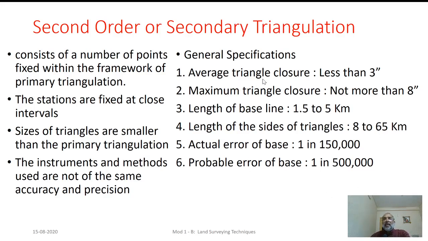Here, the average triangular closure is expected to be less than 3 seconds. Maximum triangular closure should not be more than 8 seconds. Length of the baseline could be 1.5 to 5 kilometers. Length of the remaining sides could be 8 to 65 kilometers, whereas actual error of the base is 1 in 150,000 and probable error of the base is 1 in 500,000.